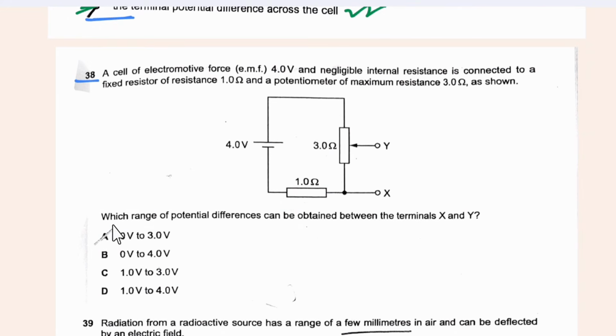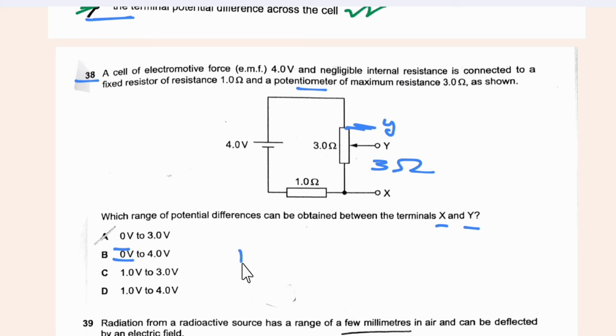38. Here we have a potential divider circuit, that is a potentiometer. Which range of potential differences can be obtained between terminals X and Y? When Y is at this point, the resistance across XY is 0, so it must start from a 0 value. Then when Y is at this point, it has a resistance of 3 ohm.